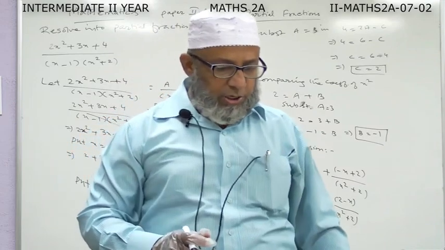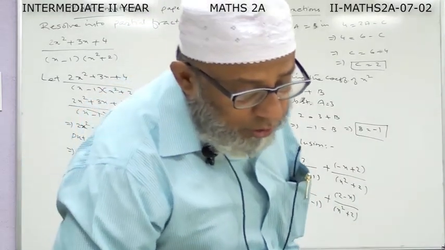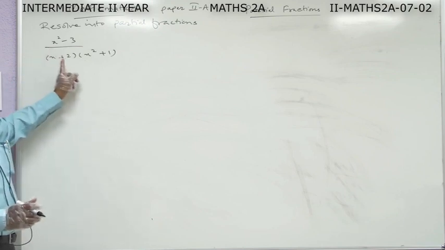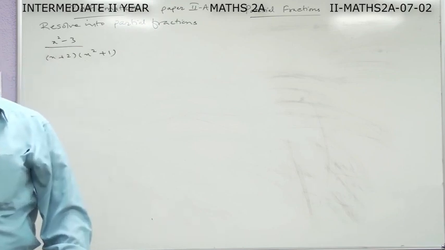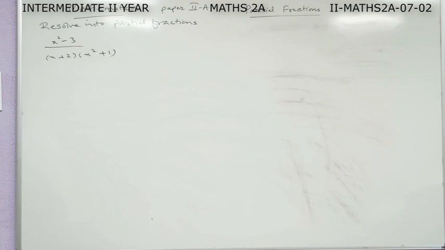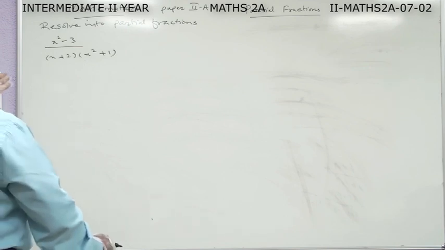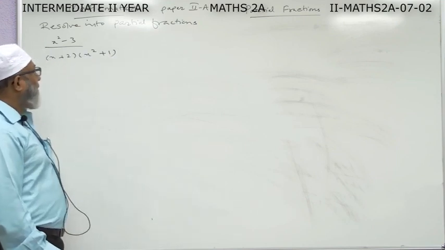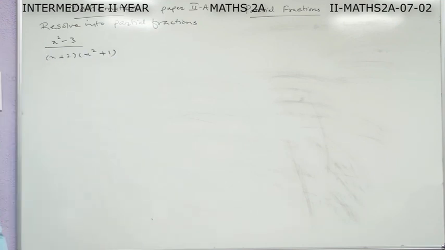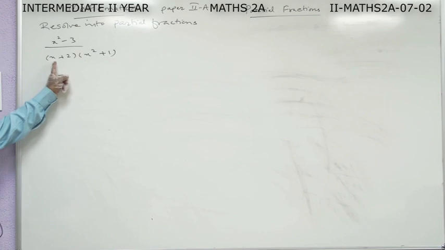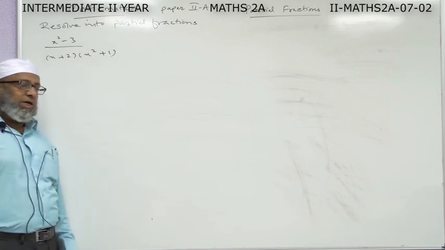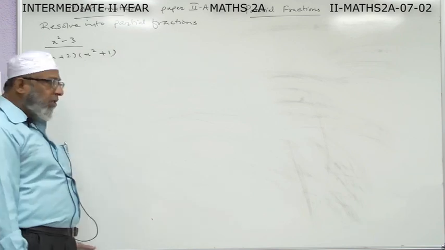Is it clear? Now, come to the next question. The next question is x square minus 3 by x plus 2 into x square plus 1. This is a very important question. This question has come a number of times in previous examinations for 4 marks. Again, you have to see the denominator. What type of denominator? The first part is a linear one and the second part is a quadratic one, which cannot be split into linear factors.